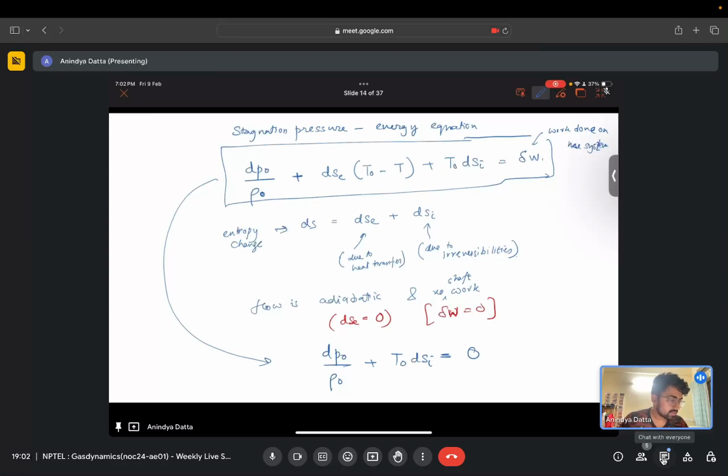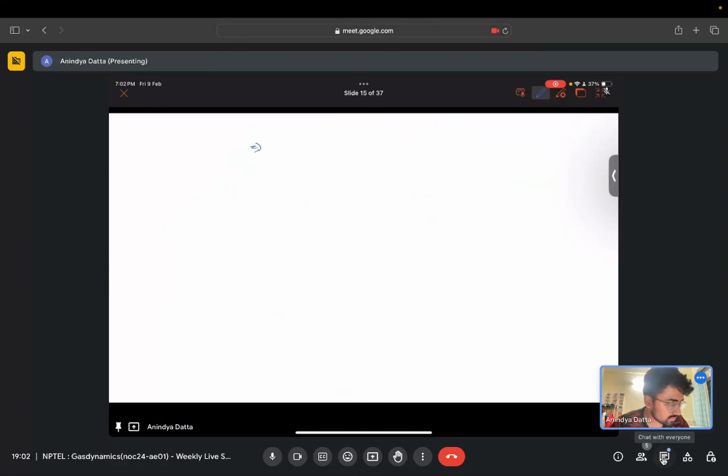Okay, so from the stagnation pressure energy equation, putting in the condition that the flow is adiabatic and there is no shaft work involved, we get this: dp0 by rho 0 is equal to minus T0 dsi. And what we know is that since dsi is the entropy change associated with irreversibilities, this is always greater than or equal to 0. So this is basically the entropy generation term.